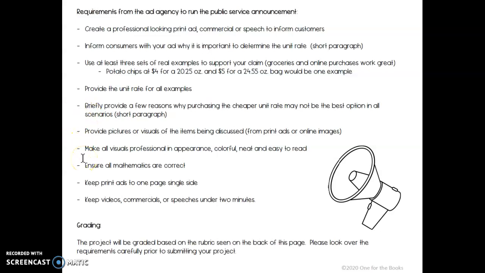Make all visuals professional in appearance, colorful, neat, and easy to read. Ensure all mathematics are correct. Keep print ads to 1-page single side. Keep videos and commercials or speeches under 2 minutes. Grading. The project will be graded based on the rubric seen on the back of this page. Please look over the requirements carefully prior to submitting your project. Now, it might not be on the back, it could be attached.